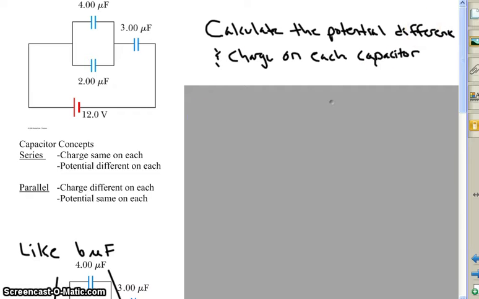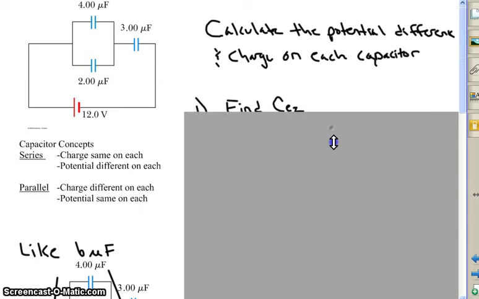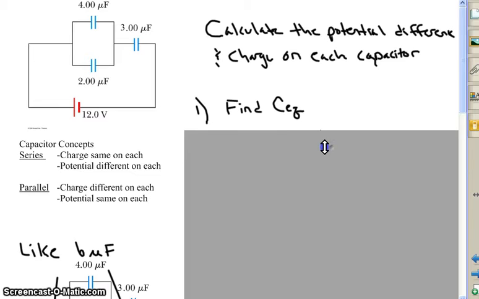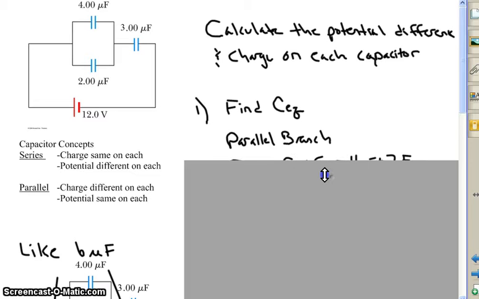We're going to use the capacitor concepts that those in series have the same charge on each capacitor and the potential is different on each, but capacitors in parallel have different charge on each and the potential is going to be the same on each. So as we start framing up the problem, the first thing we need to do is find the equivalent capacitance of the circuit. It's easiest to work with the parallel branch first.